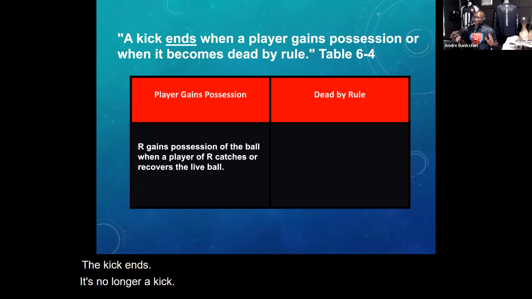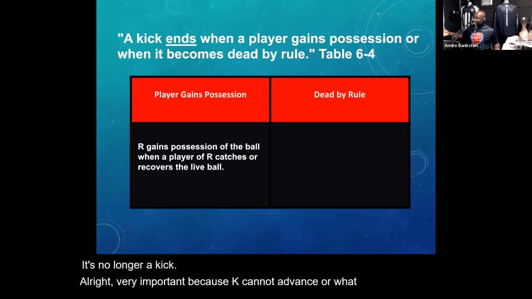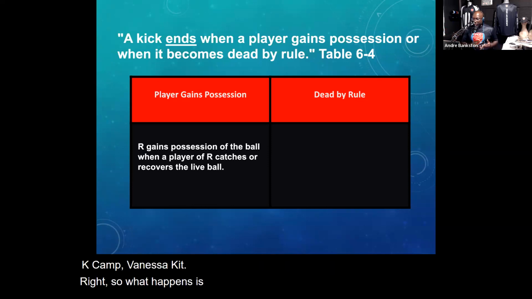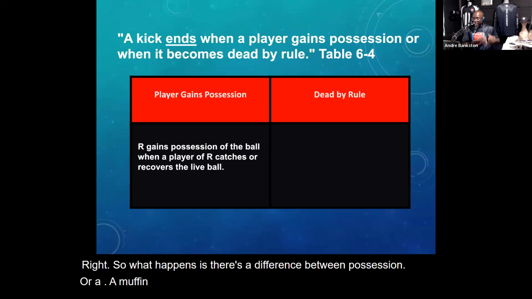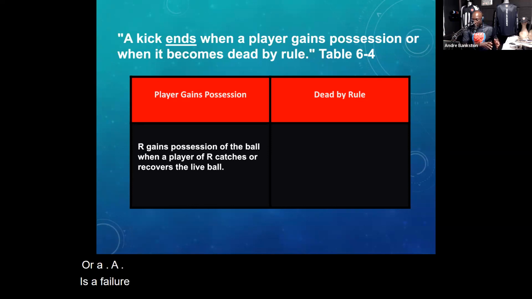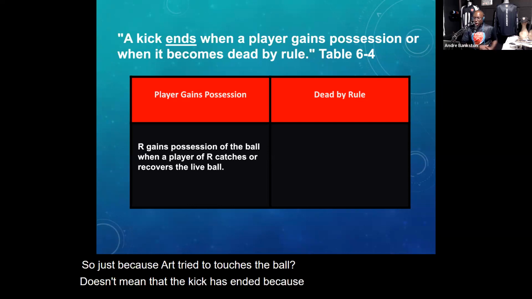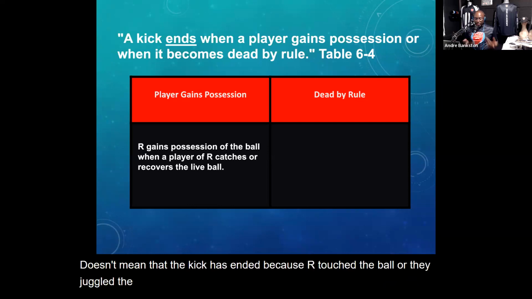All right, very important because K cannot advance a what? K can't advance a kick. Right? So what happens is there's a difference between possession and a muff. A muff is a failed attempt to possess the ball. So just because R tried to touch the ball doesn't mean that the kick has ended, or they juggled the ball trying to get possession of it.